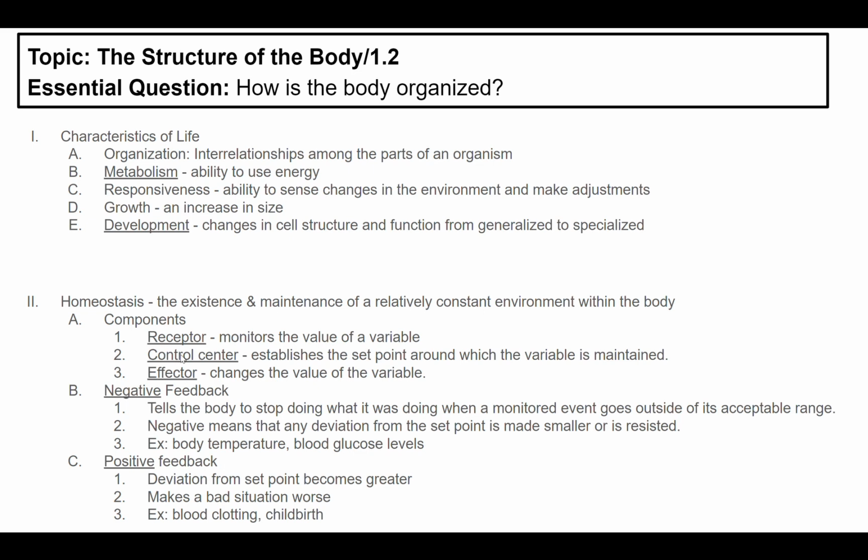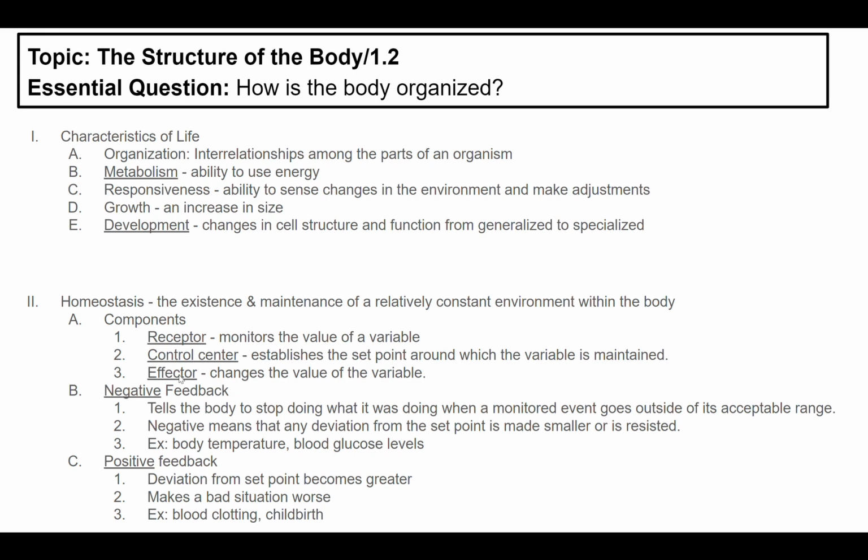You have your receptor, which monitors the value of a variable. That's what's monitoring your environment. It can be your eyes, ears, nerves, all of these things that perceive things. That's your receptor. You must have a control center, which establishes the set point around which this variable is maintained. So the set point is kind of like, okay, the pH of your blood needs to be a 7.2. It has to stay that way. That's your set point. So there may be something inside that changes that set point, but that set point has got to be maintained by your control center. That's the brains of the operation, the control center.